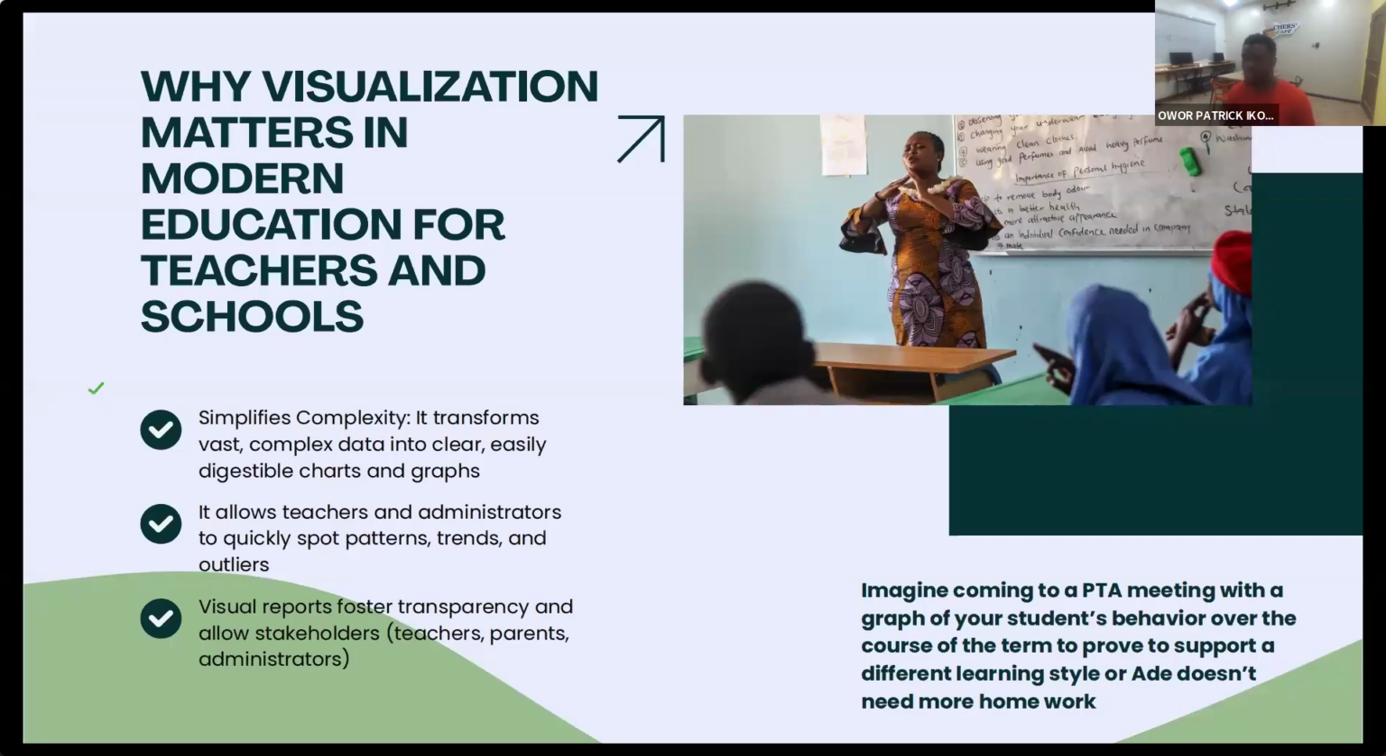Another example is imagine coming to the PTA with a graph of your students' behavior over the course of the term to support a different learning style, or that a day doesn't need more homework. Imagine we have parents that come to school and say, "You did not give my children enough homework," and the children are probably having homework from basic science, home economics, social studies, civic education, and the rest, and they still want more assignments.